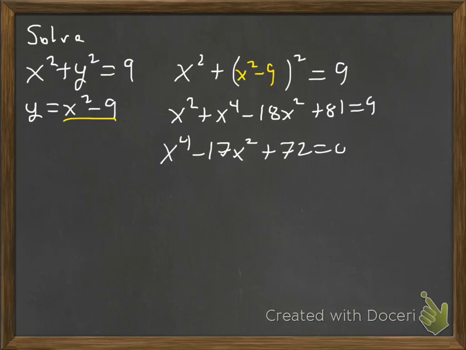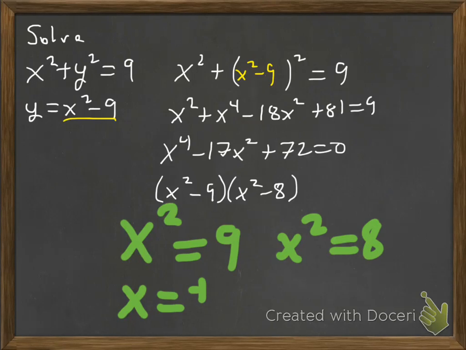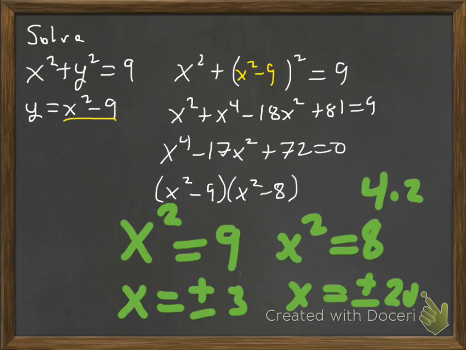Okay, so this one is going to factor into x squared minus 9 and x squared minus 8. And then we're going to set each equal to 0, and then we're going to use the square root property. So here we're going to get plus and minus 3, and here we're going to get plus and minus, 8 is 4 times 2, so that'll give us 2 root 2. Okay, so that's what's going to go on next here.